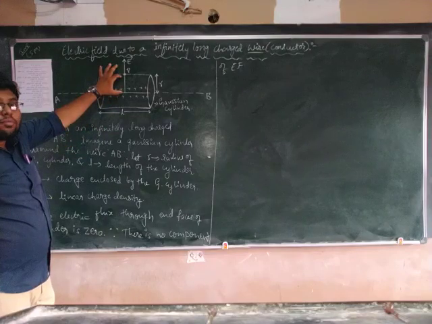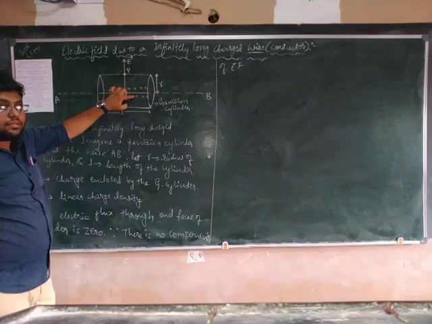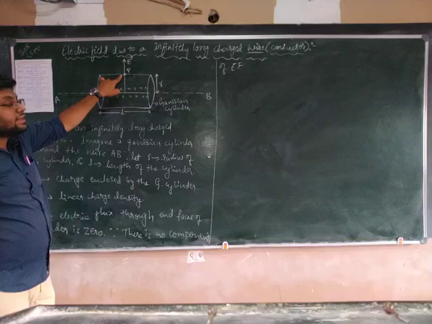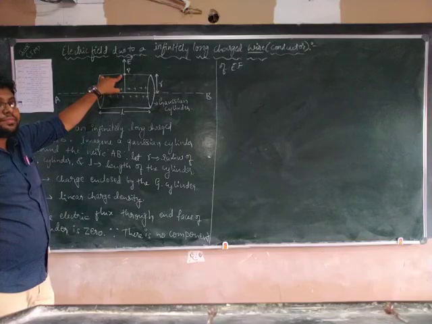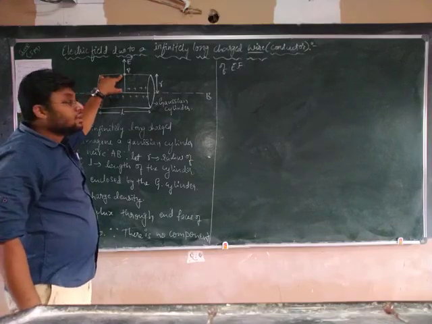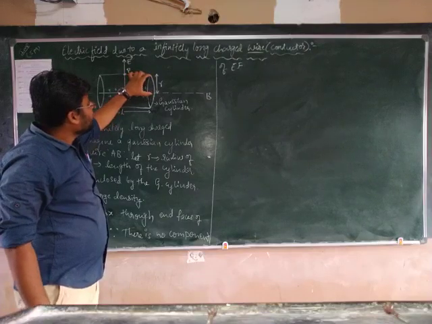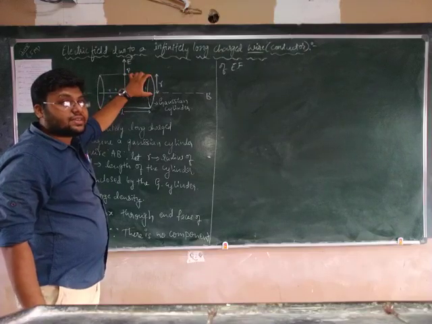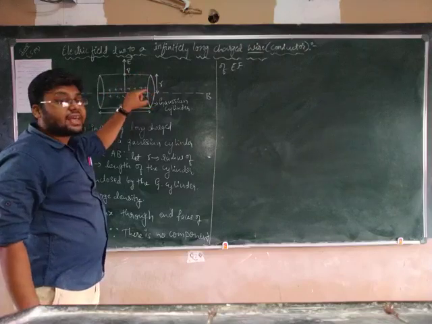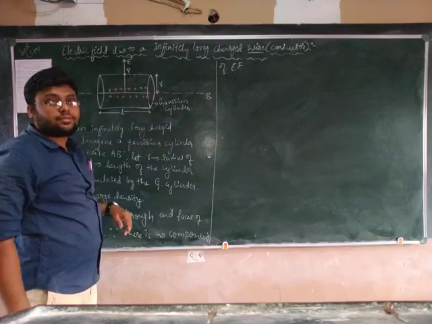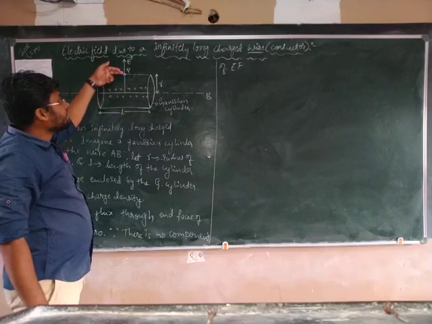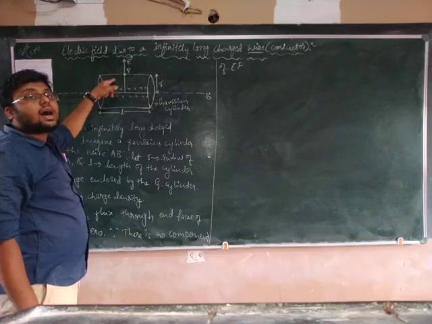r from the surface of the wire, right? Here the distance is r. Okay, why? Because here the radius of the cylinder is r. So r is the radius of the cylinder. So wire has been placed exactly at the center of the cylinder. Then the distance from the surface of the cylinder to center of the cylinder is r.